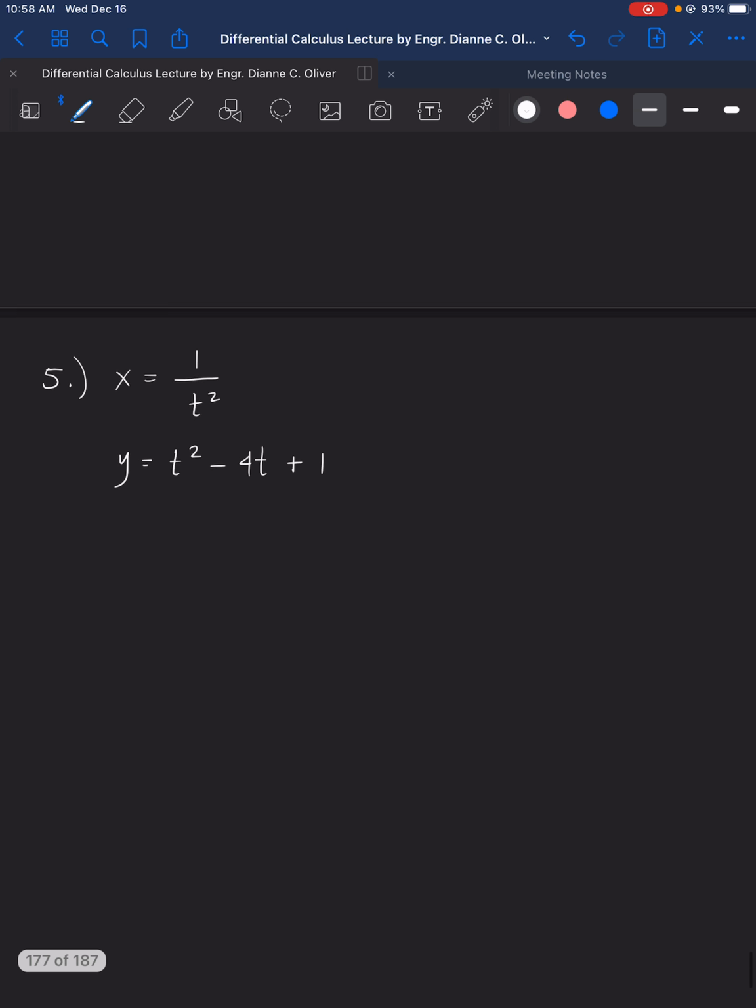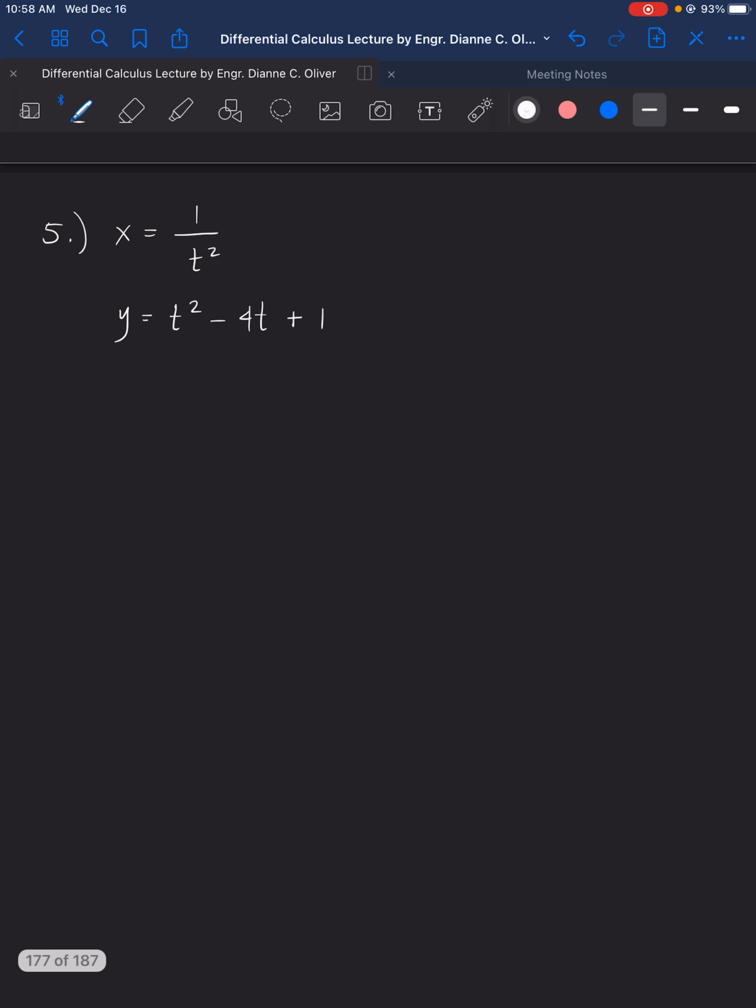Now for the last example, we have example number 5. Given x is equal to 1 over t squared and y is equal to t squared minus 4t plus 1. Let's find the first and second derivative. First, we derive dx with respect to t. So we have there t squared derivative of 1 minus 1 derivative of t squared over t squared squared.